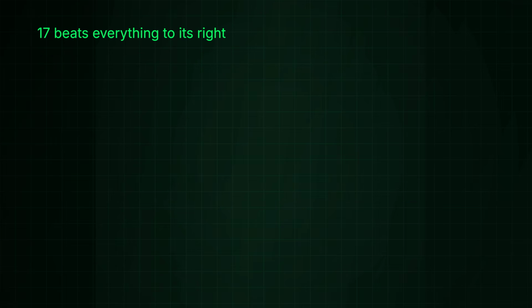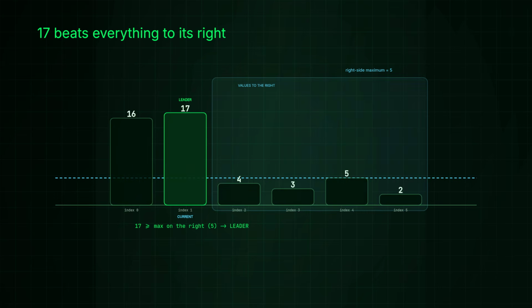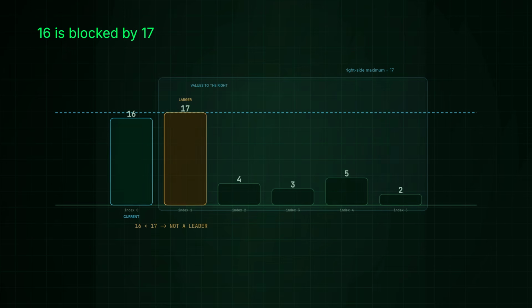First, look at 17. Every value after 17 is at most 5. No larger value appears to its right, so 17 is a leader. Now look at 16. 17 appears to its right and is larger than 16. That single larger value is enough to prove that 16 is not a leader.